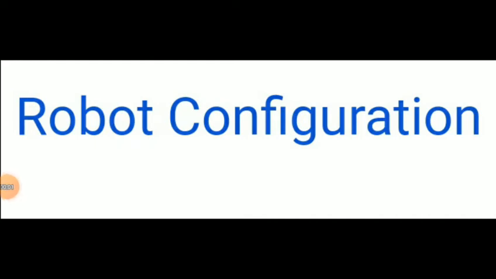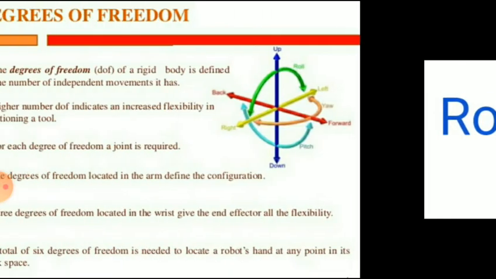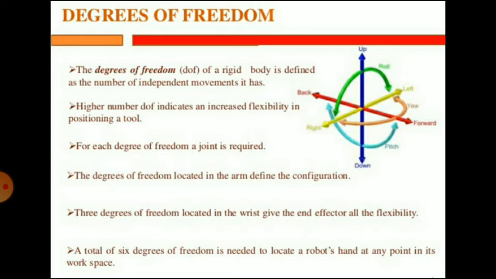Good morning. Today we will discuss robot configuration. So first of all, we will see what the degrees of freedom of a robot are. The degrees of freedom, that is DOF, of a rigid body is defined as the number of independent movements it has. A higher number of degrees of freedom indicates increased flexibility in positioning a tool. For each degree of freedom, a joint is required. The degrees of freedom located in the arm define the configuration.